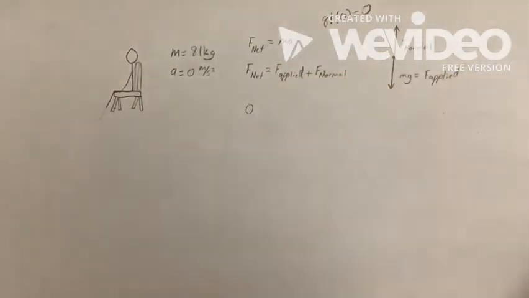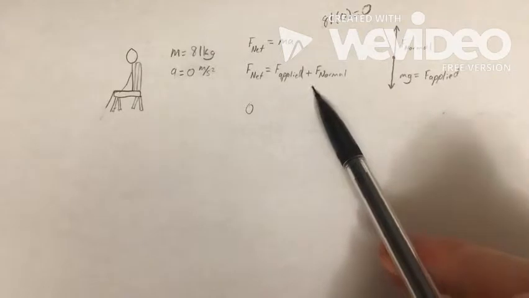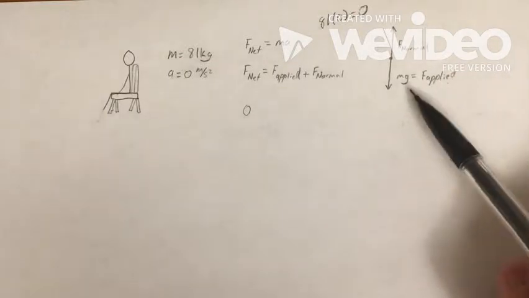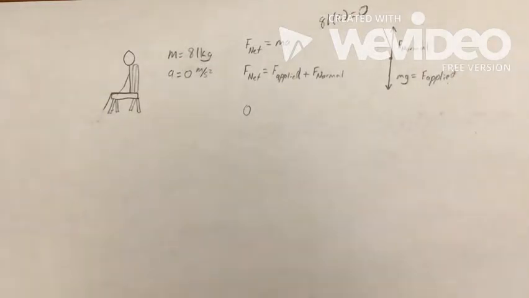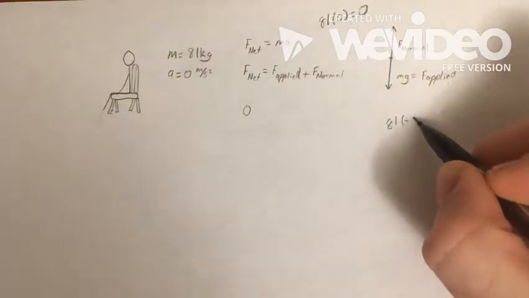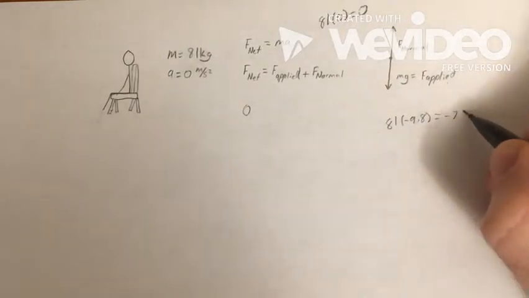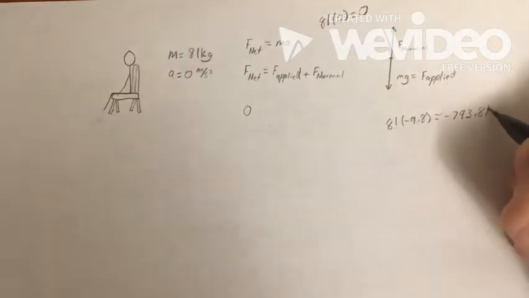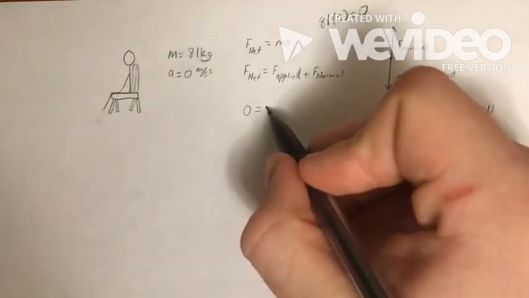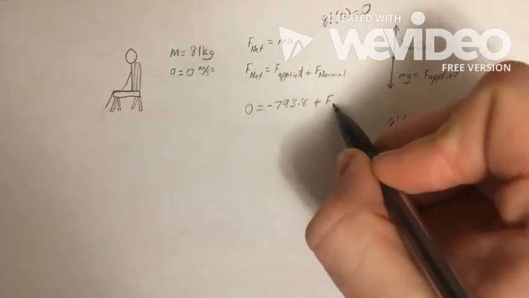I'll write that down here. So net force, though, is equal to my applied force plus the normal force. So normal force is working upward against my applied force. My applied force is equal to my mass times the acceleration of gravity. So my mass of 81 kilograms times negative 9.8 meters per second squared is equal to negative 793.8 newtons. So when you write that in the formula, my applied force is negative 793.8 plus force normal.